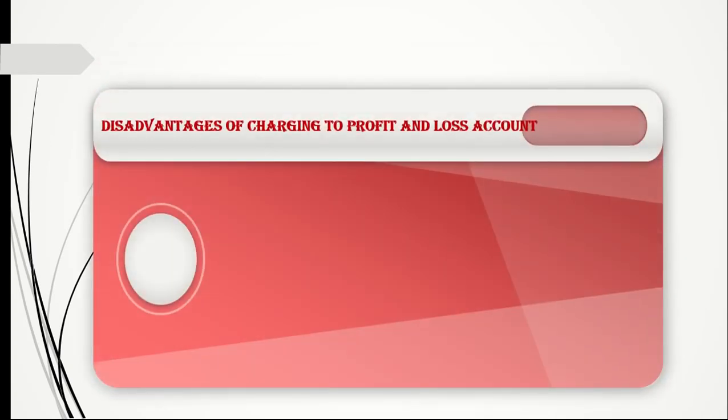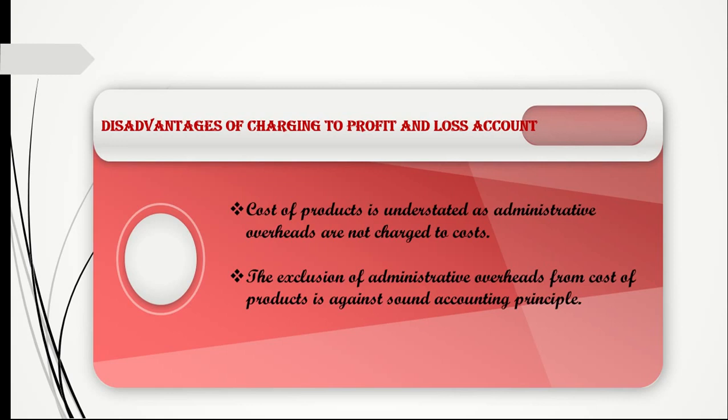Disadvantages of charging to profit and loss account. Cost of products is understated as administrative overheads are not charged to costs. The exclusion of administrative overheads from cost of products is against sound accounting principle.